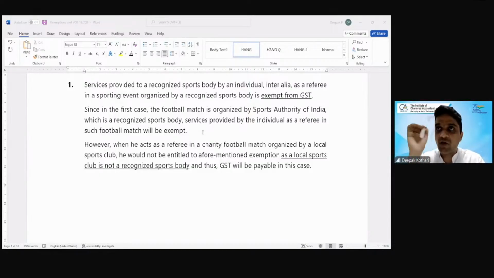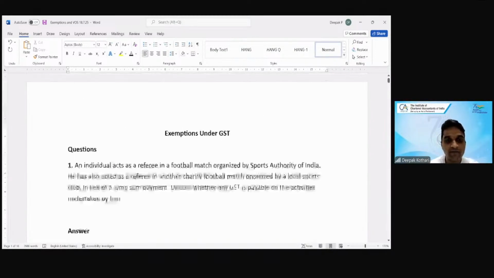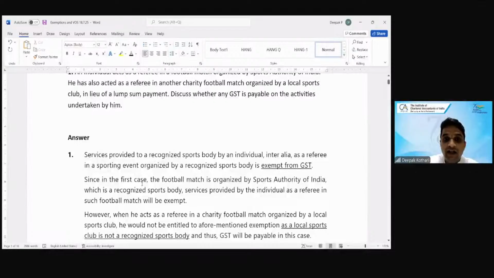Always write this Notification Number 12/2017 Central Tax (Rate), wherein services provided to a recognized sporting body by players, coaches, or referees are exempted. And the Sports Authority of India is a recognized sports body under the GST law. Therefore, the services are exempt in the first scenario. Good. Many of you have given the correct answer. So don't get confused that if it is a charity football match, it is for charity purposes, so it gets exempt. No, it will be taxable.